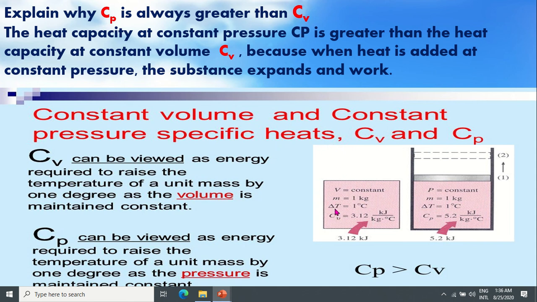Look, here when volume is constant, then Cv equal to 3.12 kilojoule per kg per degree Celsius. And when pressure is constant, that time volume is changed. So I have told you temperature is changed and external work is done by the system. So for this purpose, Cp is greater, that is 5.2 kilojoule per kg per degree Celsius. That's why Cp is always greater than Cv. So in this way, if this question comes in your exam, then you can explain.